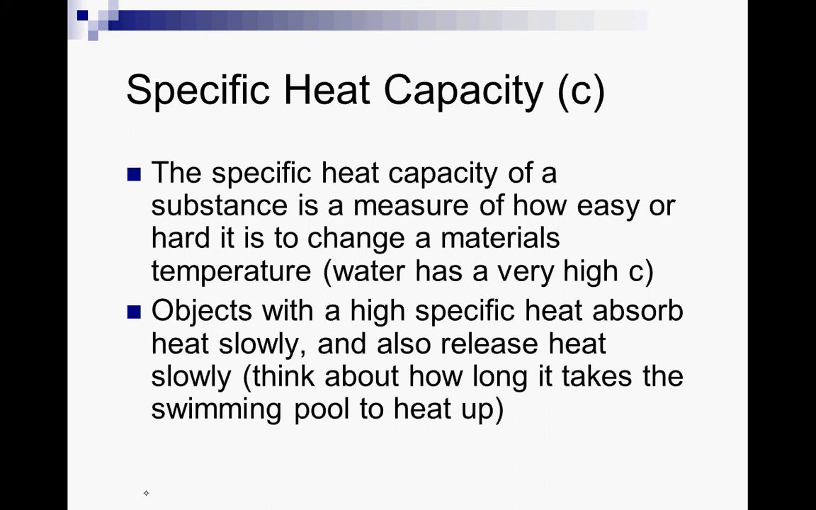Specific heat capacity we've talked about before. I just want you to realize objects with a high specific heat absorb heat slowly, and the rate that they absorb it is also the rate that they release it. And so the specific heat capacity is really a measure of how easy or hard it is to change a material's temperature. The specific heat of water that we will be using is 1 calorie per gram degree Celsius. So that's a constant that you need to know.